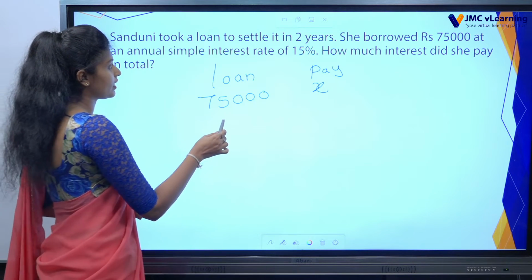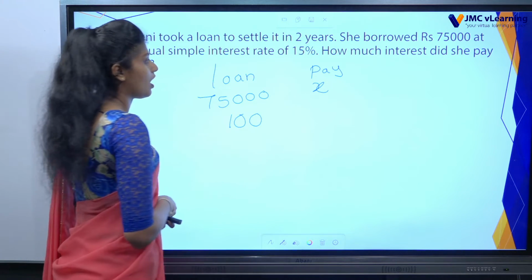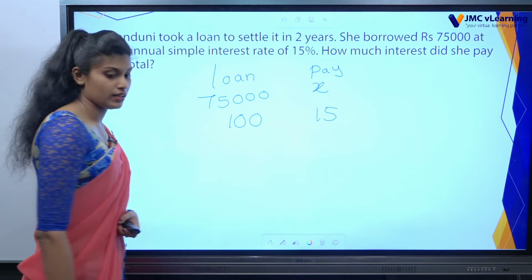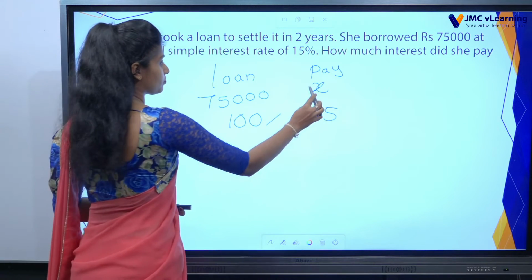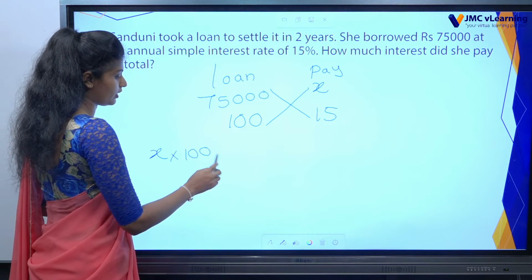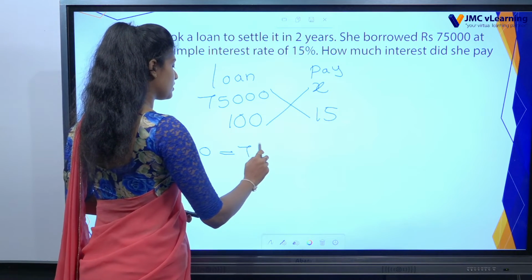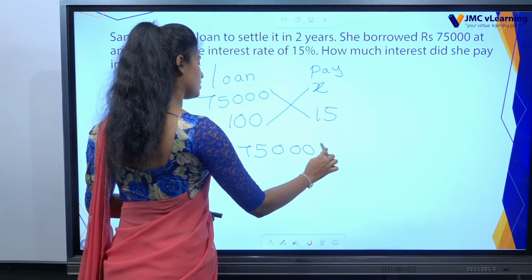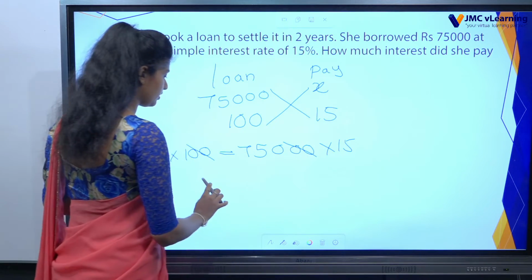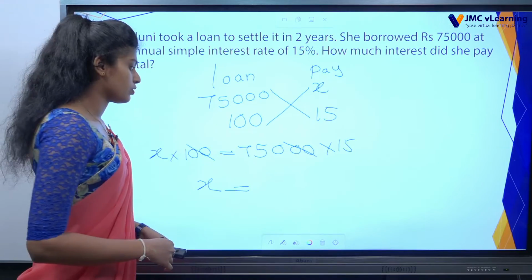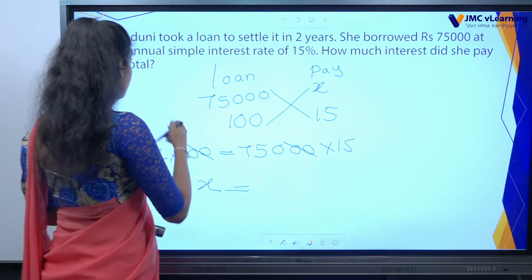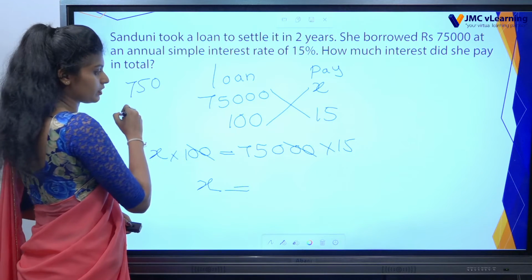Then when you take the loan as 100, how much is the interest? It is 15. Then let's find x, using cross multiplication. Then x into 100 is equal to 75,000 into 15. These zeros can be cut. Then x, so you have to multiply 750 into 15.